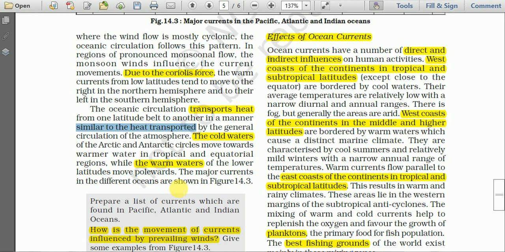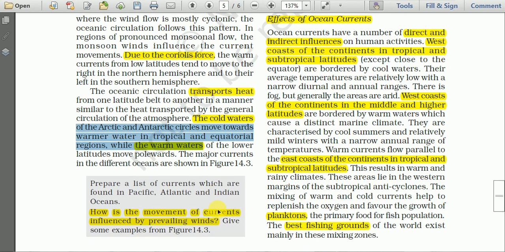And likewise, on the floor of the ocean, just below 400 meters from the sea level, we find this transportation of cold water from the polar areas towards the equator. About it we have discussed earlier. See here, cold waters of the Arctic and the Antarctic circles move towards the warmer tropical and equator regions, while warm waters of lower latitude move polewards.